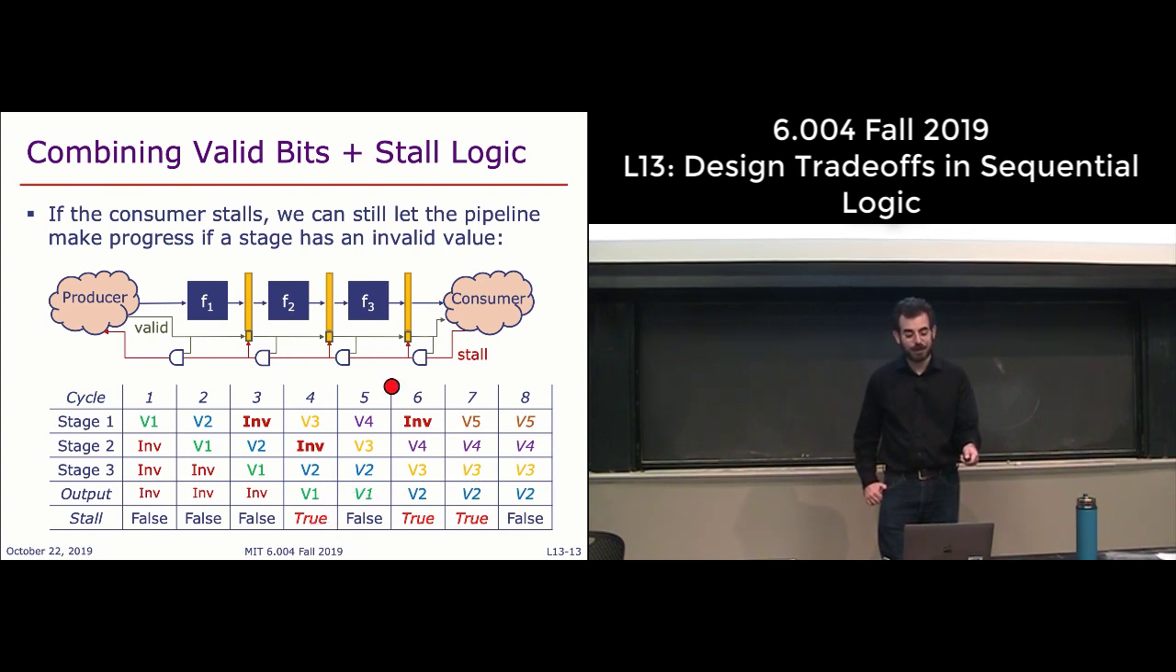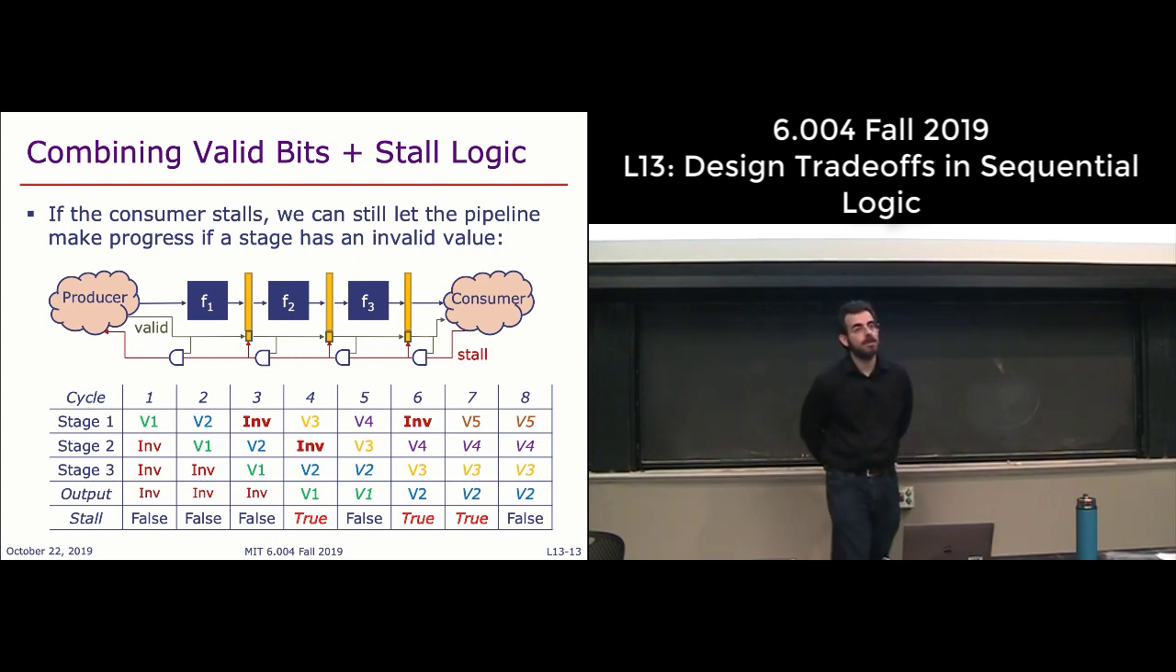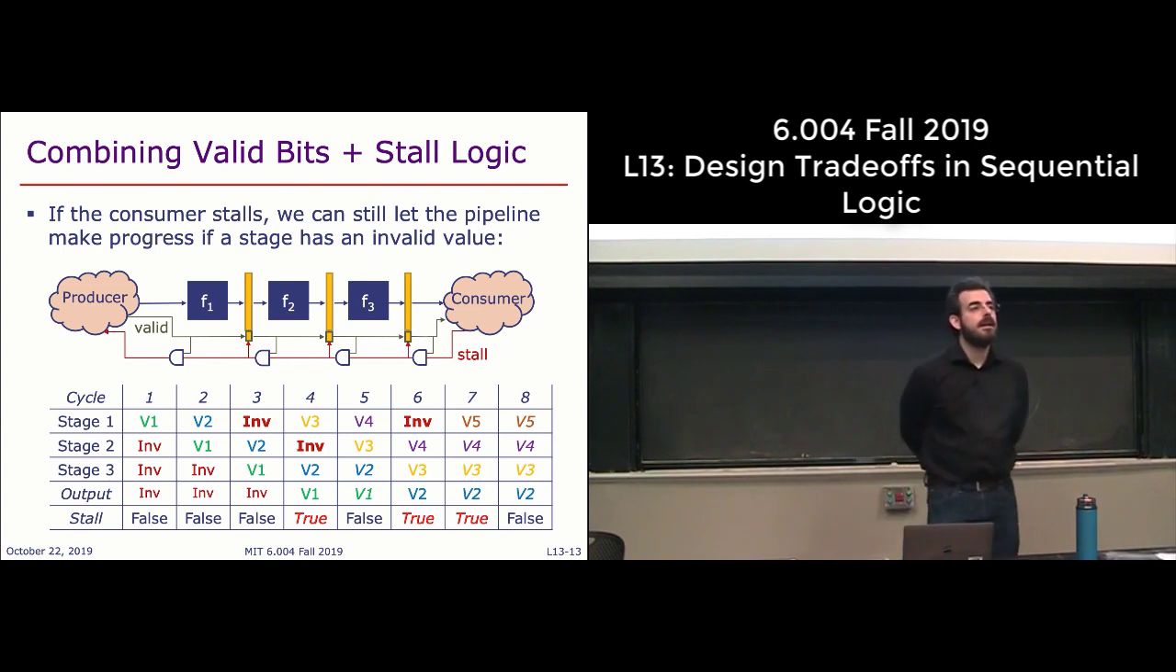So the next cycle, these 2 stages retain their inputs. But this one says, I actually don't have anything useful, so I can keep making progress. And so you can see that on the next cycle, V1 and V2 are exactly the same as before. We've frozen these two stages, but these two stages make progress, and we've just eliminated one of the invalid values. Okay, any questions?